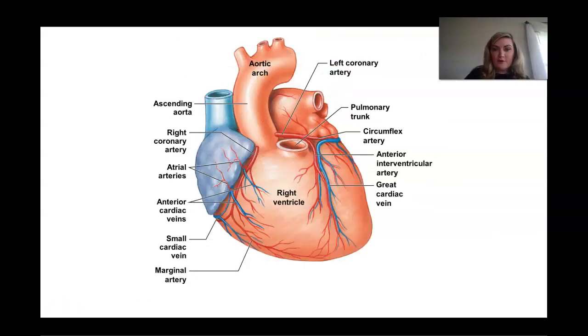So here's another view of the heart, and this one actually adds in the cardiac veins with the arteries. So remember, they always run along with the arteries, because wherever you're depositing nutrients, you also need to pick up the carbon dioxide and waste products. And so with this, you can see how you have the anterior interventricular artery going along with what's known as the great cardiac vein. Over to the left-hand side, which is actually the right-hand side of the heart, you'll notice that you have the right coronary artery and your atrial arteries, and along with that, you'll have anterior cardiac veins and then small cardiac veins going along with it.